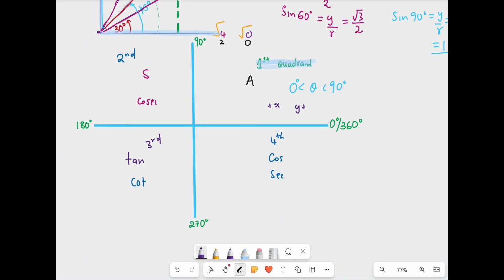And again, remember, X is positive here, Y is also positive in the first quadrant. Here, Y is positive, but X is negative. Here, Y is negative, even X is negative. And then R is always positive. And then in the fourth quadrant, X is positive, but Y is negative.